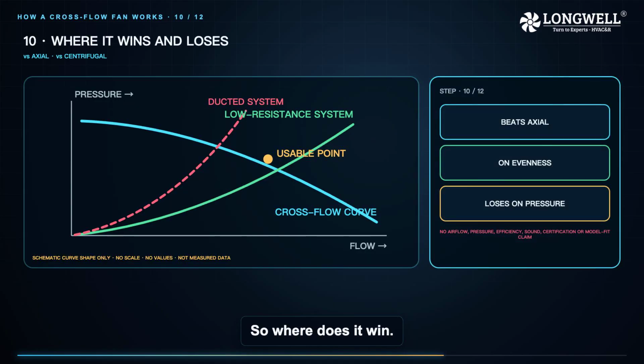So where does it win? Against an axial fan, it gives you a far more even curtain out of a shallow opening. Against a centrifugal fan, it gives you width and depth that a round wheel cannot. Against both, it loses badly on pressure. Wide and thin and quiet at low resistance, that is the whole case for a crossflow fan.